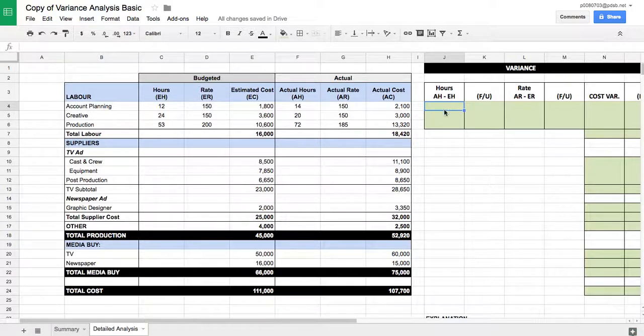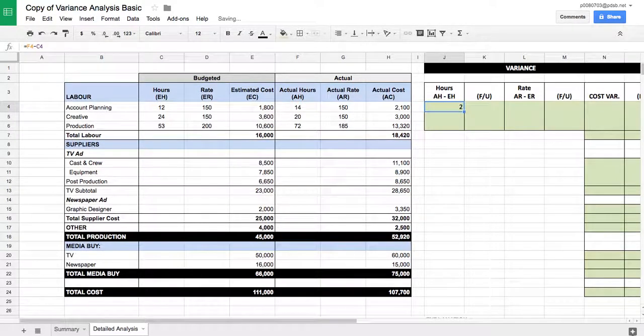So AH versus EH, which is actual hours, 14, minus our estimated hours. So we went over by 2 hours. And I'm actually going to center all this stuff to make it look a little nicer. There we go.